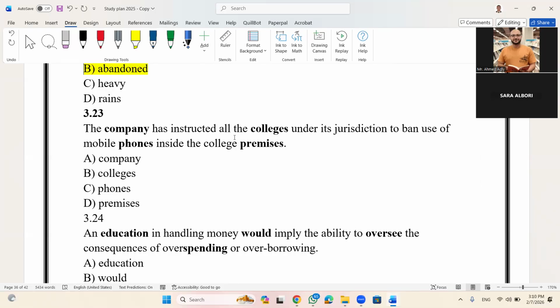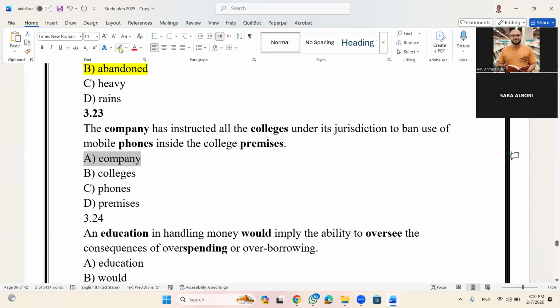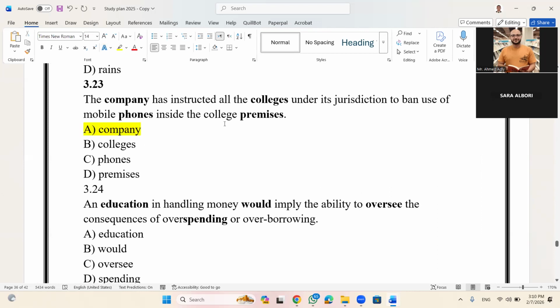Premises is good, by the way. Premises means buildings. The company, of course. It should be university, right, Sarah? The university has instructed that all colleges under its control or authority ban the use of mobile phones.